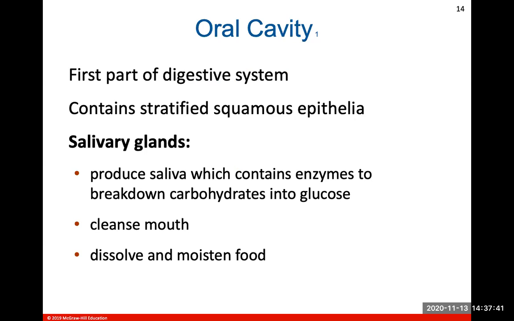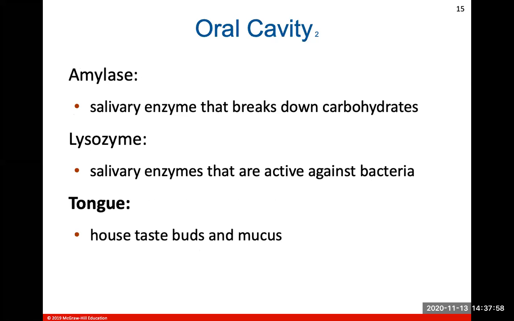The oral cavity is the first part of your digestive system. Here we have stratified squamous epithelia. The salivary glands will produce saliva, which will break down carbohydrates into glucose. Your salivary glands also keep your mouth clean, and they help with dissolving and moistening the food. Amylase is the big salivary enzyme that breaks down carbohydrates, and lysozyme is a salivary enzyme that is active against bacteria. The tongue will house taste buds and mucus.